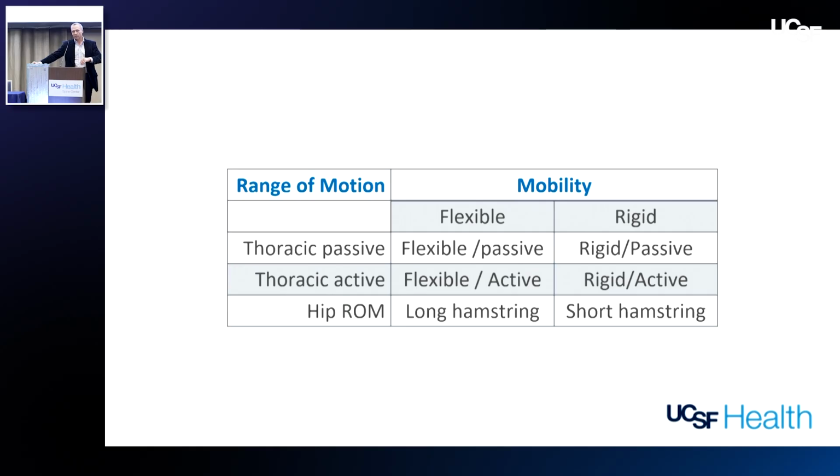So in the next part of this study, I'm really going to talk about range of motion and mobility, and I've kind of broken it down. I'm not really a huge fan of how I've broken it down, but I'm kind of getting there. So range of motion, again, thoracic spine, is it passive versus active? And then mobility, is it flexible versus rigid? And then you can kind of come up with this 2x2 table, but then you kind of want to throw hip range of motion in as well.